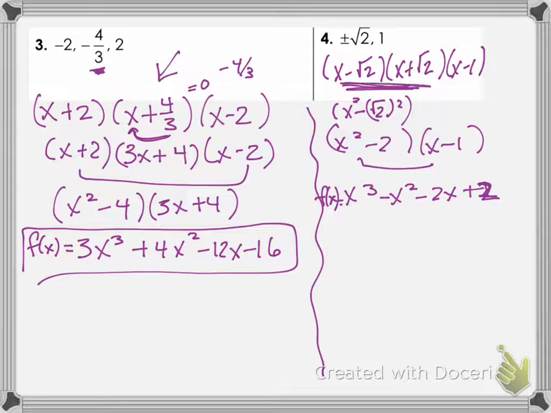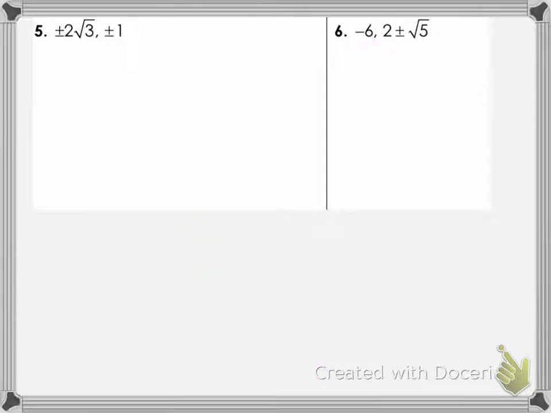So really, when you have the plus or minus, it's kind of nice. They end up being the difference of squares, and you get rid of the radical automatically. Let's go on.